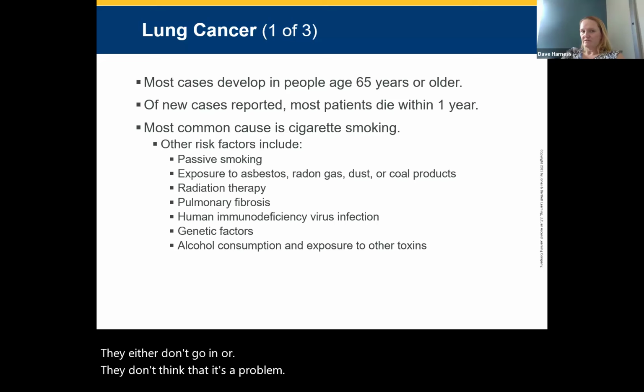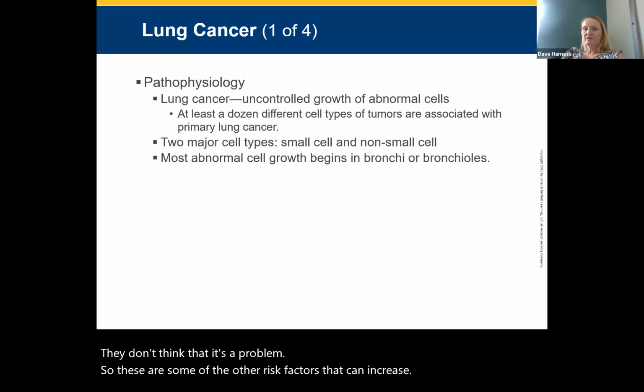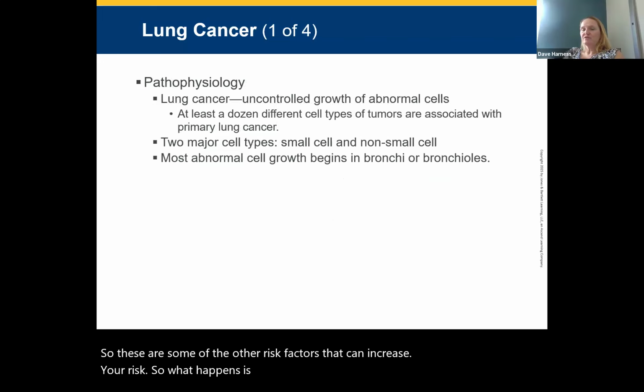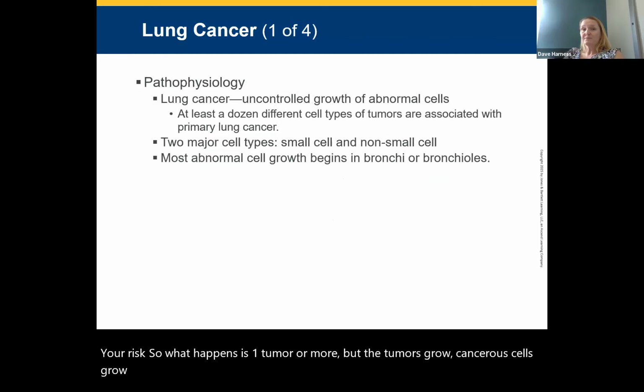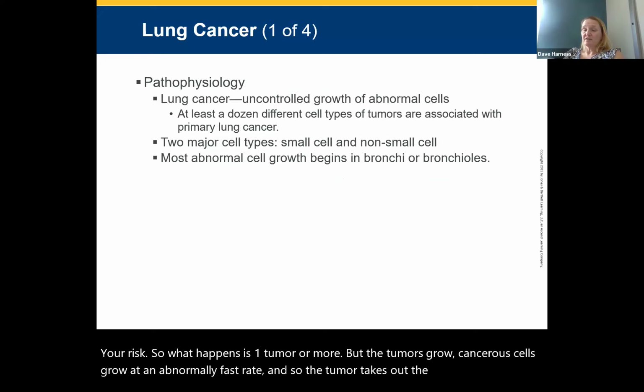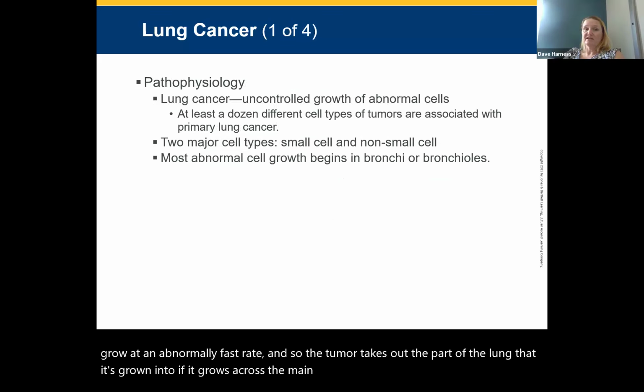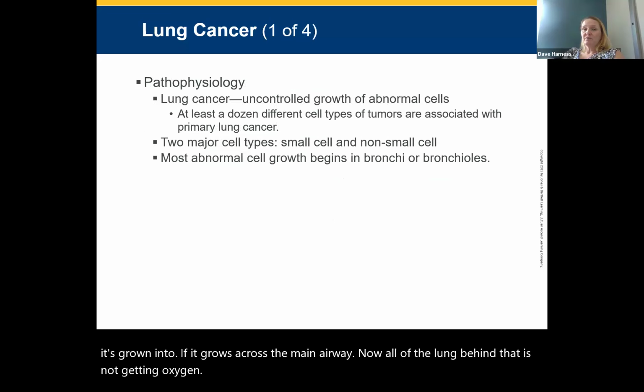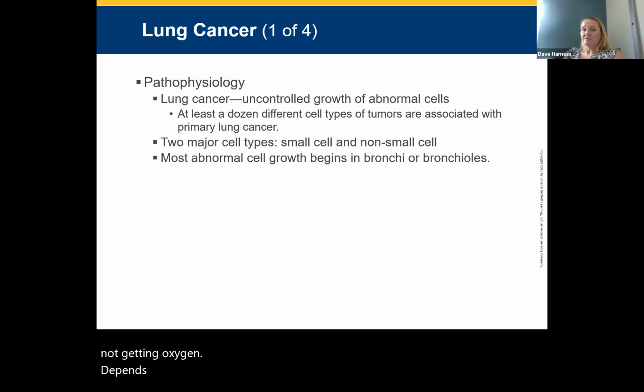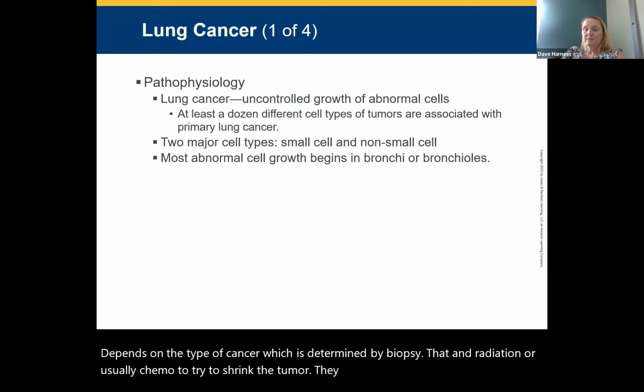So these are some of the other risk factors that can increase your risk. So what happens is one tumor or more, but the tumors grow, cancerous cells grow at an abnormally fast rate. And so the tumor takes out the part of the lung that it's grown into. If it grows across a main airway, now all of the lung behind that is not getting oxygen. Treatment depends on the type of cancer, which is determined by biopsy, and radiation or usually chemo to try to shrink the tumor. They can also try to take the tumor out.